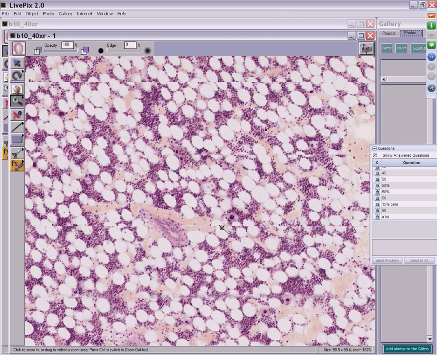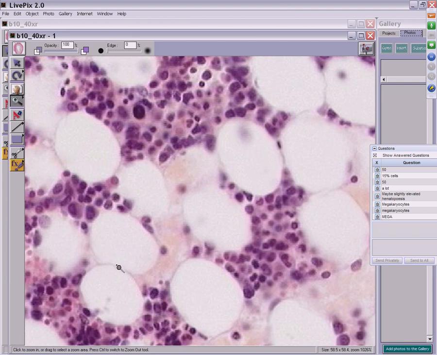And by the way, I'm going to point to five cells right now, and you have to tell me what they are. That one, that one, that one, that one, and that one. Oh, that one. What are all those? Yeah, those are megas. See how they stand out? Now, you don't see the identification of the cells very well, because this is not a good stain for that. But it is a good stain for looking at the general cellularity.